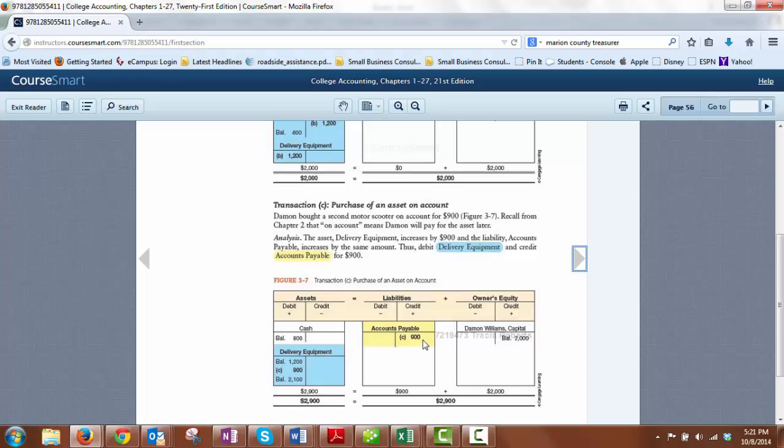Accounts payable means something we have to pay back. Delivery equipment, we get to increase that by $900 because now we have a second motor scooter. So that's another asset to us, $900. So when I look at that, I have a debit for $900, a credit for $900. I'm still in balance.